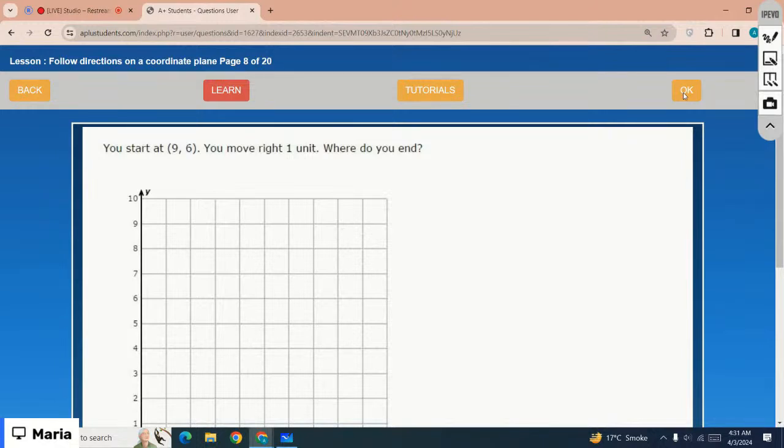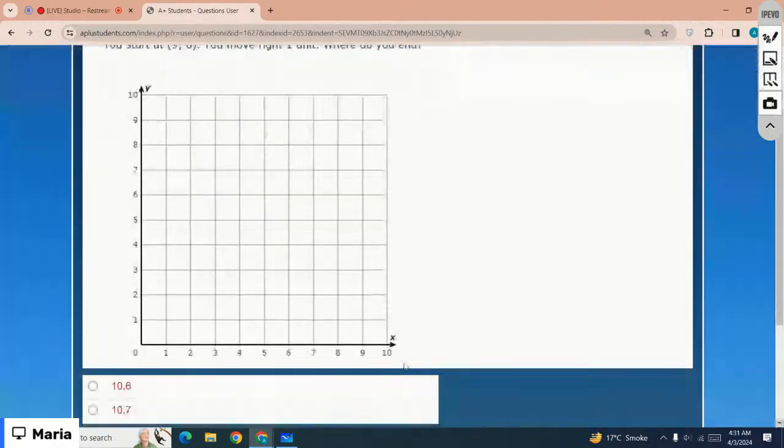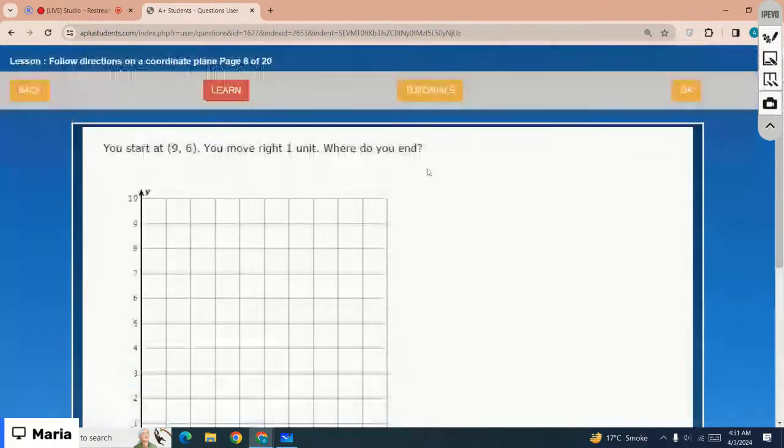You start at (9, 6). You move right 1 unit. So which is the correct option? (10, 6) is the correct option, right? Okay, you can complete the lesson by yourself later today. Let me just move on to the next lesson.